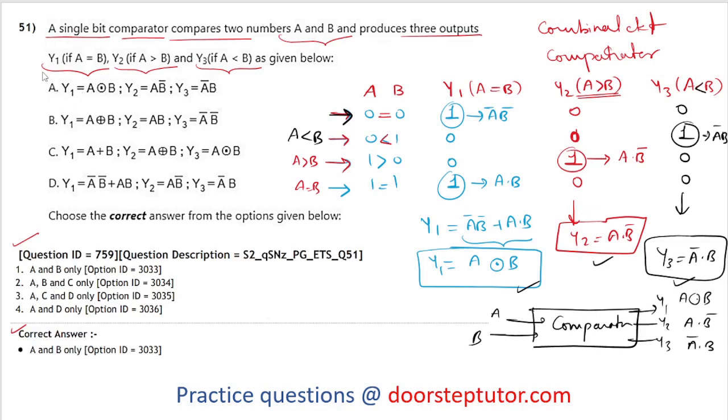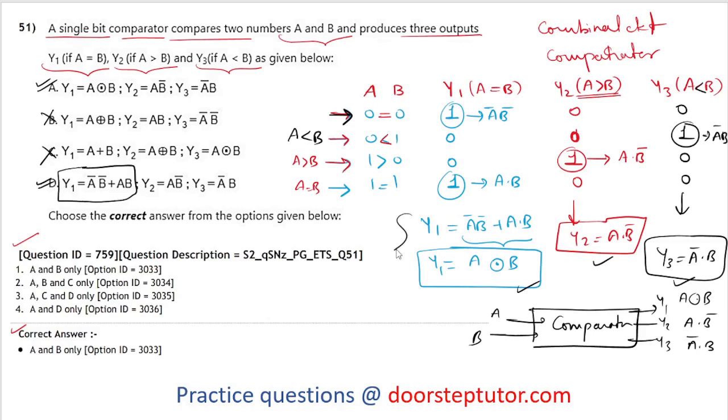So from option A, you can say this is the right option because Y1 is A XNOR B, Y2 is A B bar and Y3 is A bar B. So option A is correct. Option B, if we check, is incorrect. Option C is also incorrect and option D is correct because Y1 can be written in this format also.